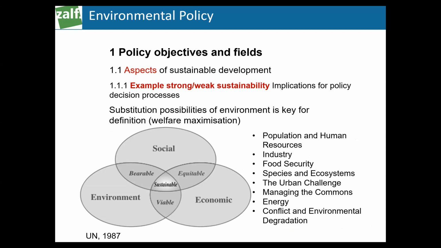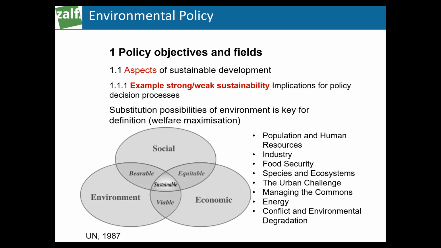Then we have just aspects now for sustainable development. Those will be picked up in more detail by Michelle next time. But this is exactly the weak and strong sustainability definition. Of course, you know all this: social, environmental, economic. Between social and environmental, we have a bearable situation; between social and economic, an equitable situation; and between economic and environment, a viable situation. But sustainable would be if we are able to consider all three aspects.